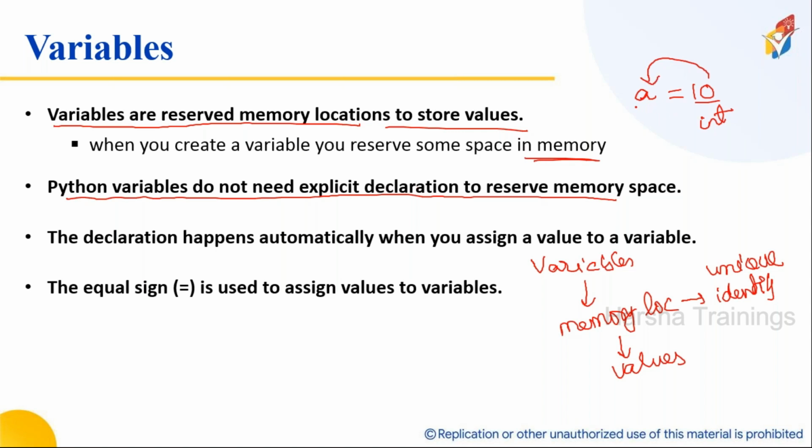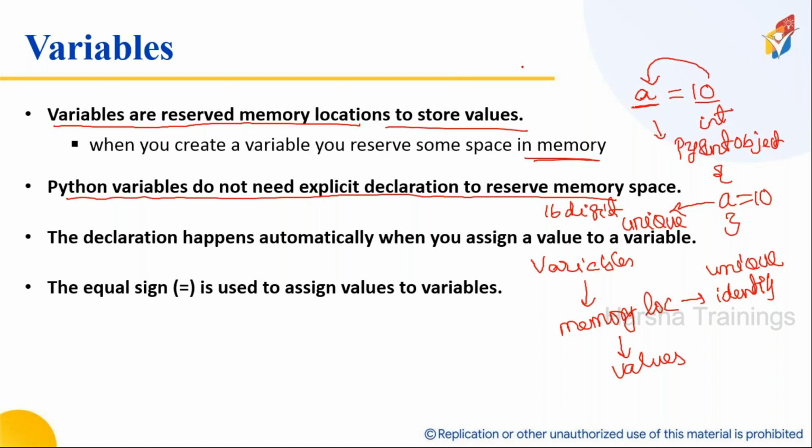Whenever you create this variable, what will happen in the memory? It is going to create an object called a PyInt object, and a equals 10. Whenever you create a equals 10, it is going to create a 16-digit unique identifier for you.